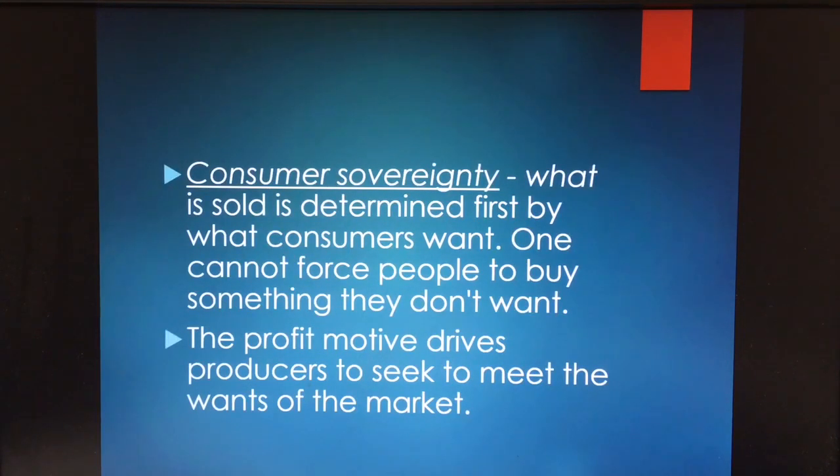A market system is characterized by what we call consumer sovereignty. We say the customer is always right, or the customer is king. Of course, the customer is not always right, but the customer is always the customer. What is sold is determined first of all by what consumers want, and you can't force people to buy something they don't want. It's one of those beliefs some people have that through slick advertising people can be made to want things they otherwise wouldn't want, and to spend their money on that.